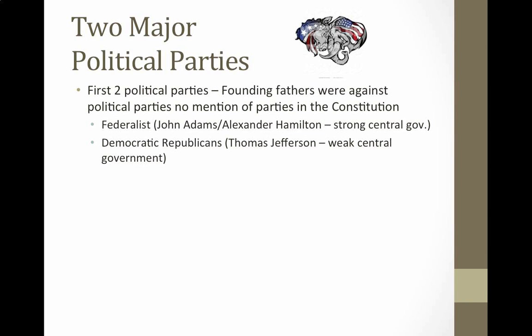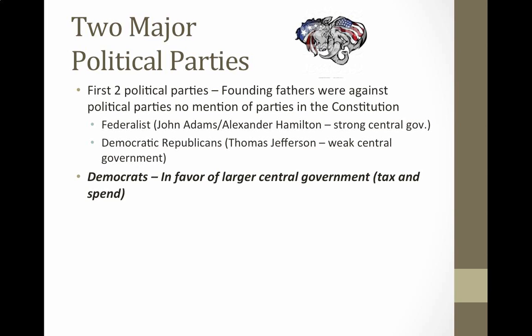And so every time they would have a meeting, George Washington typically tended to side with Alexander Hamilton. And it got to the point where Thomas Jefferson was really tired of sitting in these meetings and being ignored. So he eventually does resign as Secretary of State.